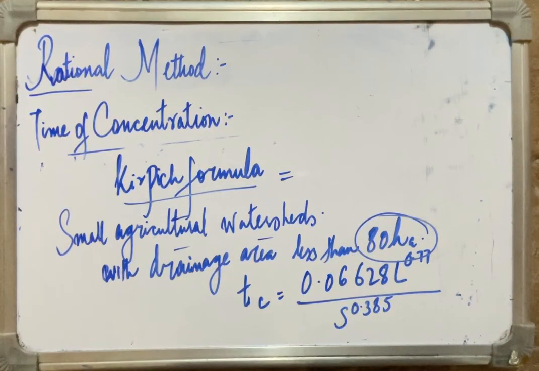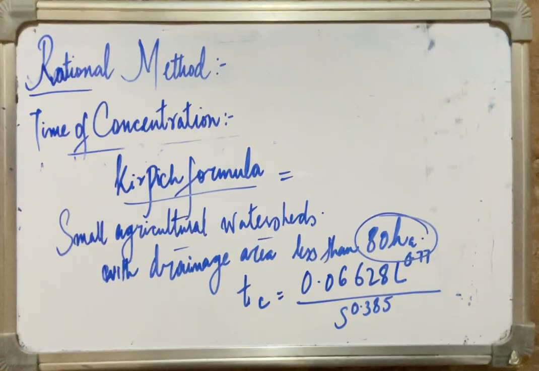And the formula is Tc = 0.06628 L raised to 0.77 divided by S raised to the power 0.385, where Tc is the time of concentration in hours, L is the length of the principal water course from the outlet to divide in kilometers, and S is the slope between the maximum and minimum elevations in meter per meter.